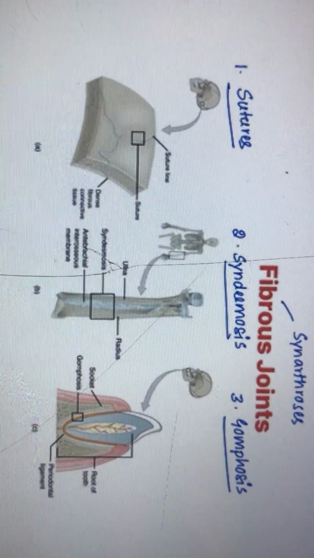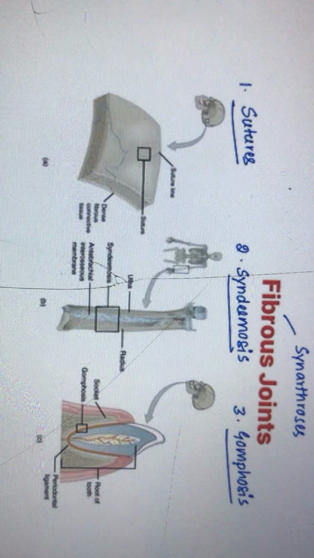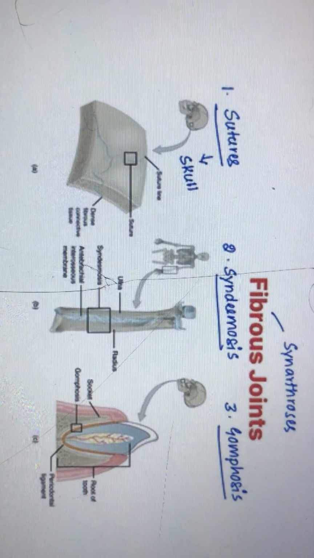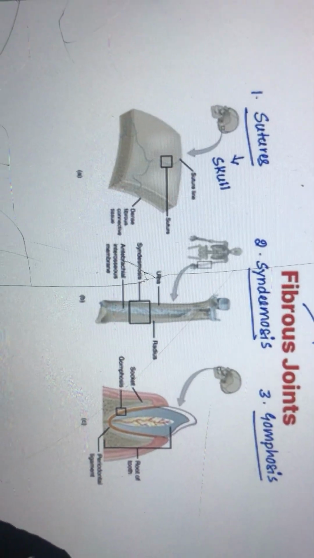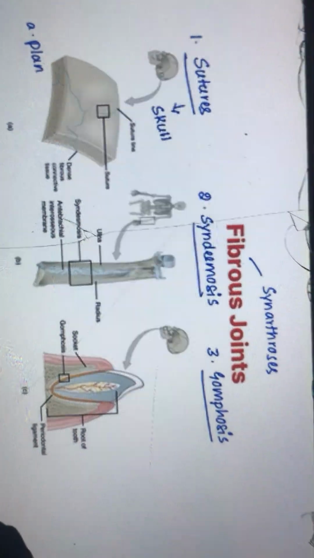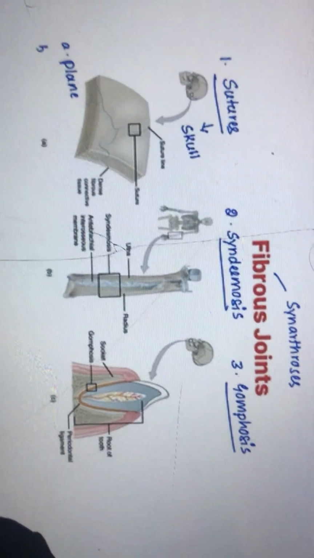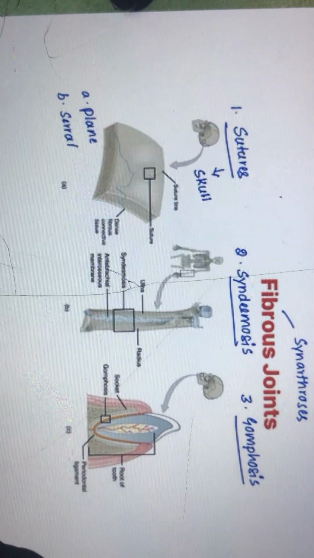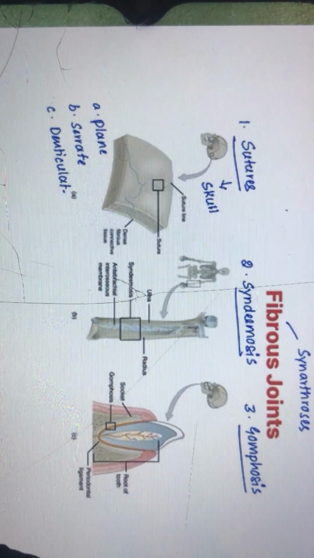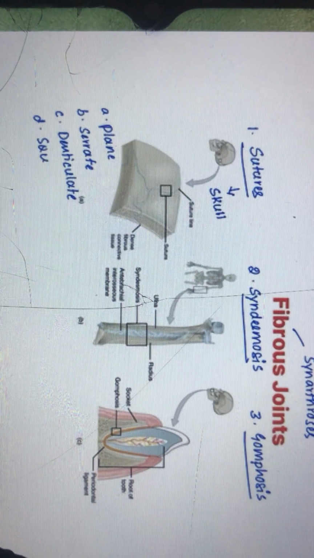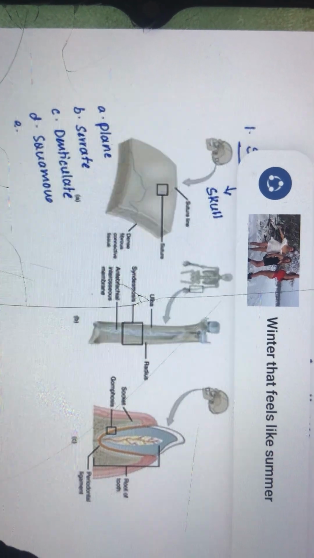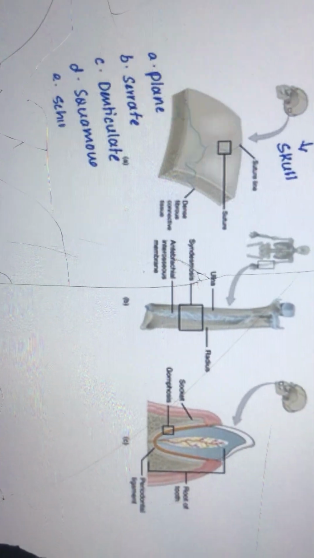As we have learned, sutures are best seen in the skull region. The sutures of the skull are further subdivided into plain sutures, serrate suture, denticulate suture, and squamous suture. And then finally we have the last type, which is a peculiar type. This is known as schindylesis.